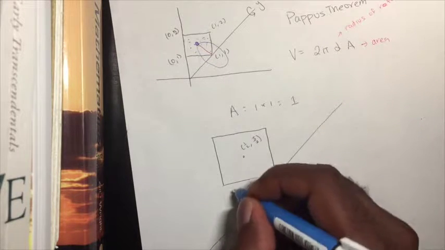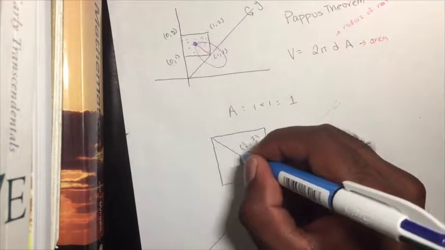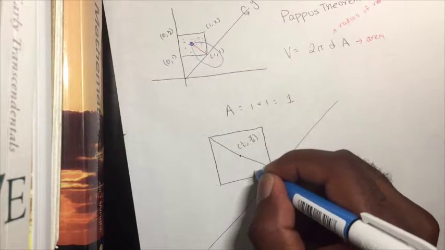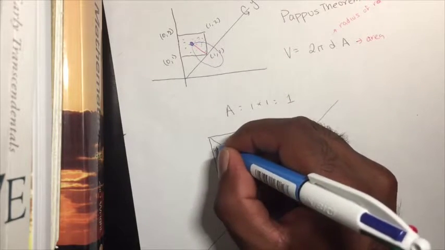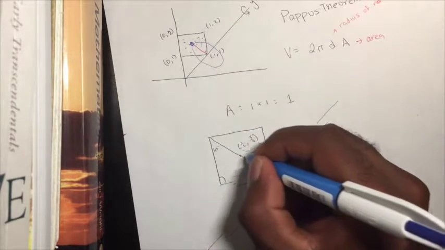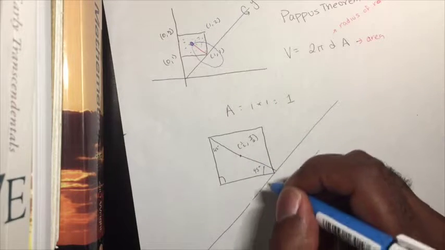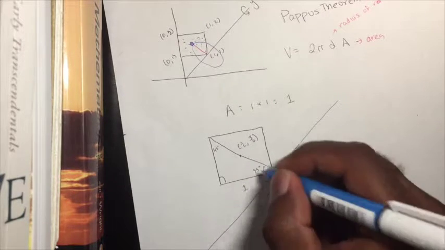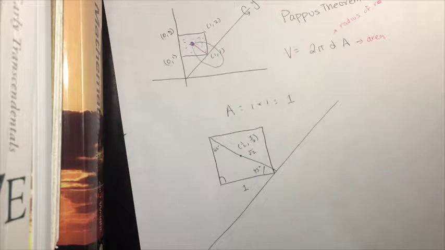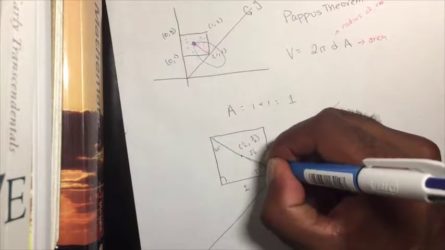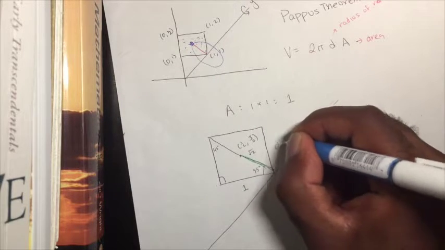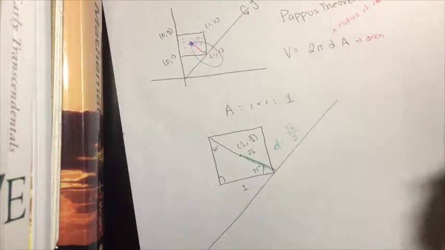Now, in a square, we know that if you divide it, this becomes a 45-degree angle. And this is also a 45-degree angle. And with 45, 45, 90 triangles, we know that the distance across is root 2 times the sides. Now, since the sides are 1, the distance across is root 2. And the radius of rotation that we're looking for, which is d, is just half of the diagonal, so it's going to be root 2 over 2.